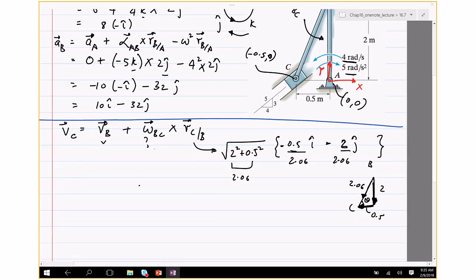Okay, so coming back to this, we know what the position of B with respect to C is. We do not know angular velocity of BC, nor do we know velocity of C. That's an unknown. We know that omega BC can be in the positive K or negative K direction, so there's one unknown in there. Velocity of C, however, we do not know the magnitude. What about the direction? Do we know the direction of velocity of C?